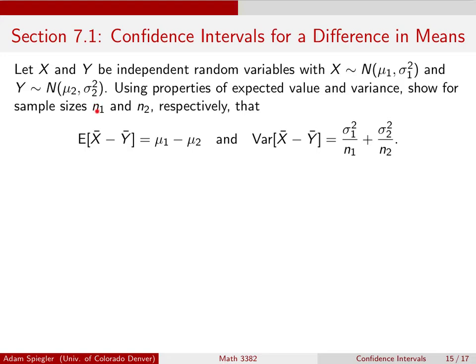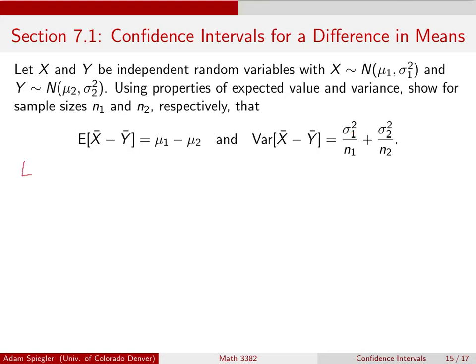Let's assume that we pick from population X a sample of size n1, and from population Y a sample of size n2. What I would like to show is that the expected value of the difference in the means is the difference in the two population means. Secondly, I'd like to show that if I want to measure the width of the sampling distribution of x bar minus y bar, I can calculate the variance of that distribution, and it's going to come out to be some combination of the variances of the two distinct populations.